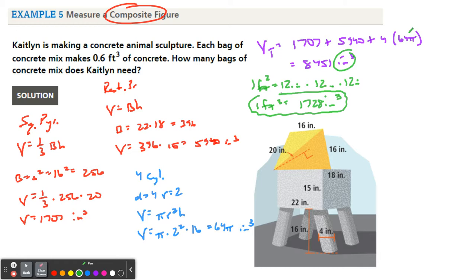So now we're going to take this 8451 and divide it by 1728. We need to know how many cubic feet we are. So we're going to do 8451 divided by 1728. And again, we rounded. If you want to keep it out to more decimals, that's fine. But when you do this division, I get roughly 4.89, and that's feet cubed.